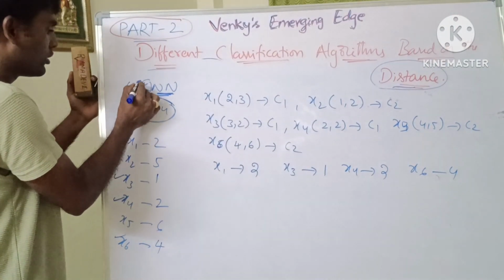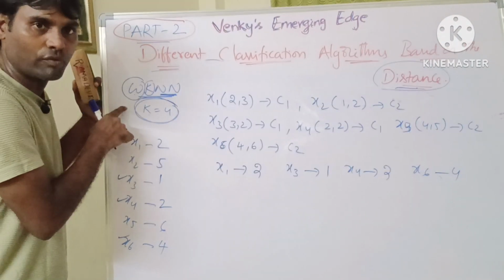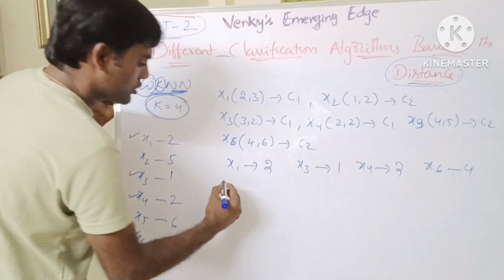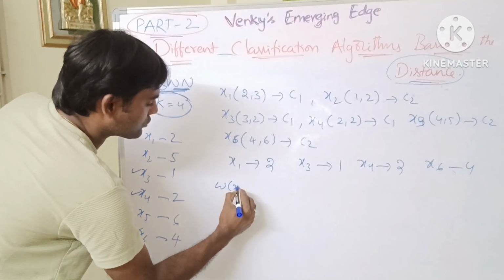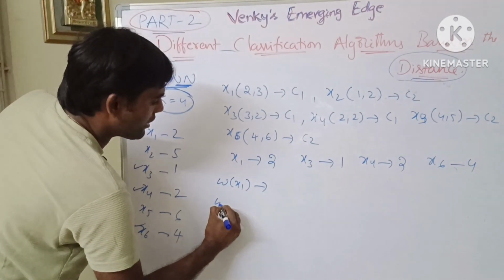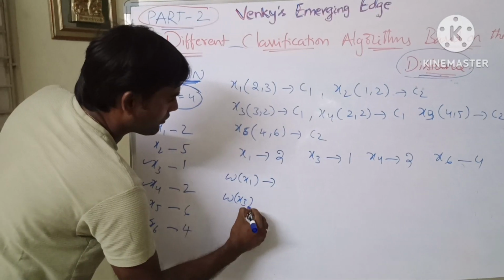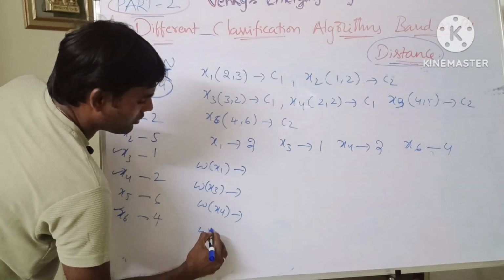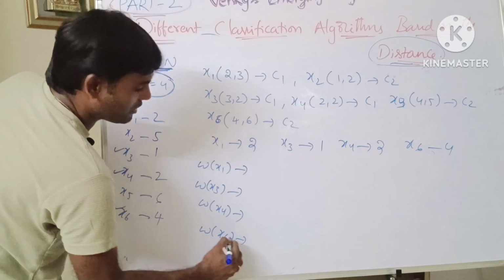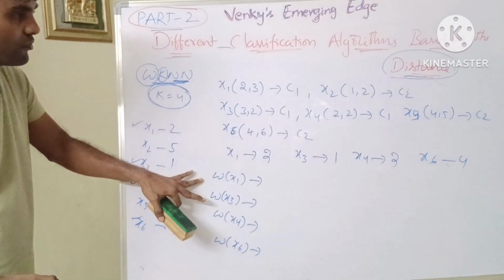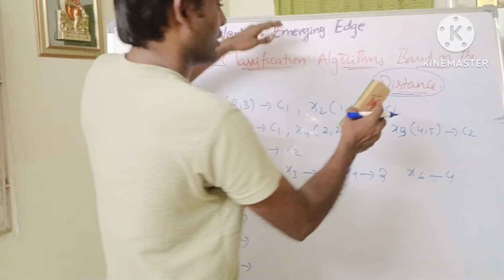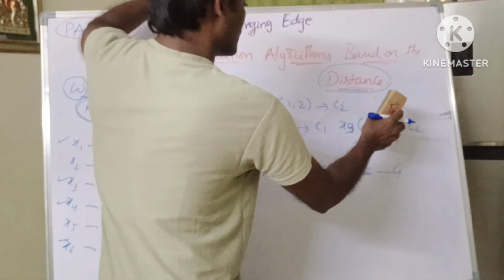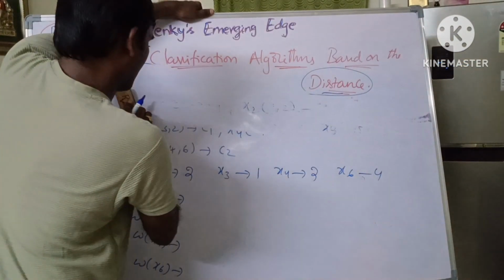Now we need to find out the weight factor. We need to find the weight of x1, the weight of x3, the weight of x4, the weight of x6. Is it clear? So how can you find the weight? Here we write a formula.